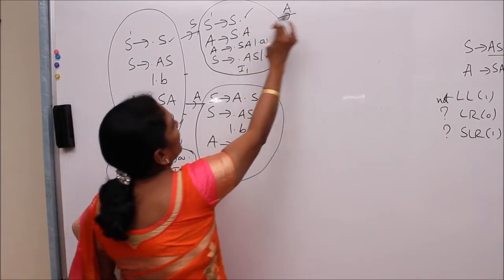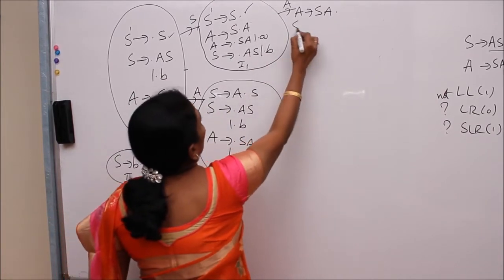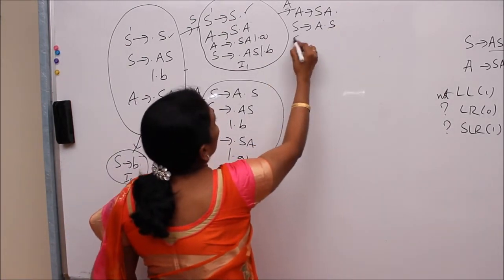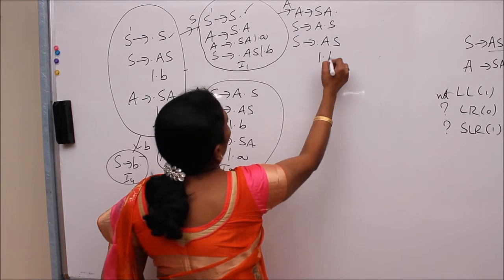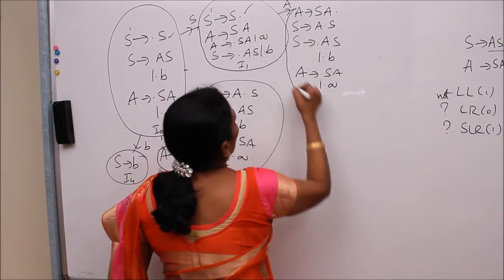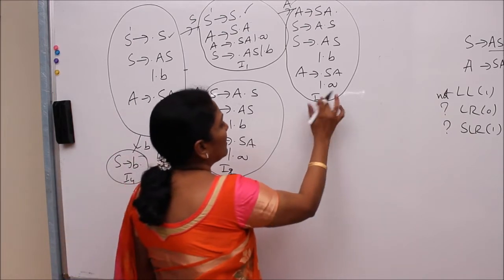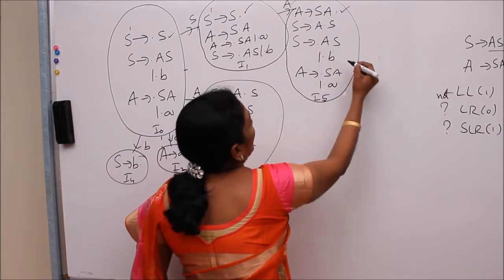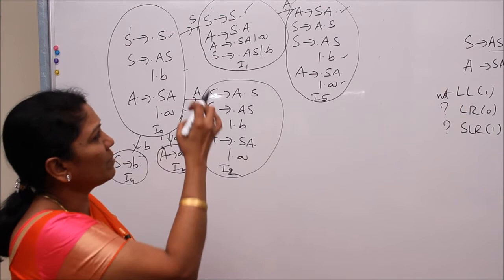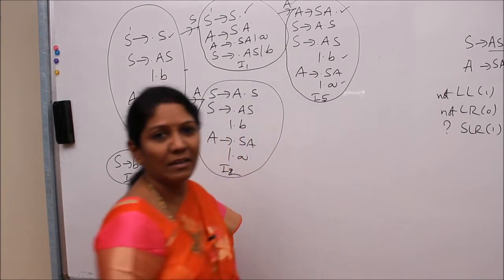Now this one on A is what? A to SA dot. Here also there is a match. S to A dot S. Now because of S, S2 dot AS or dot B. Now because of A, dot SA or A. Look at now this state, I5. Do you have any conflict here? In the state 5, here there is a final item, here there are non-final items. Hence there is an SR conflict. So just by looking at this conflict, I can immediately say that this is not LR0.